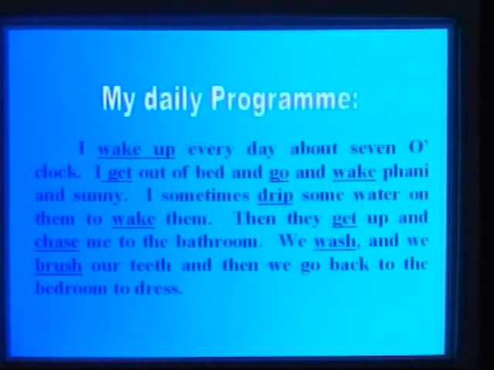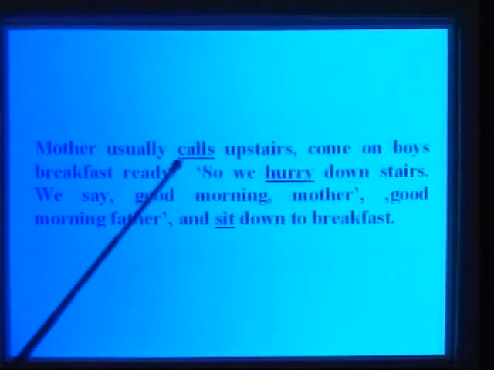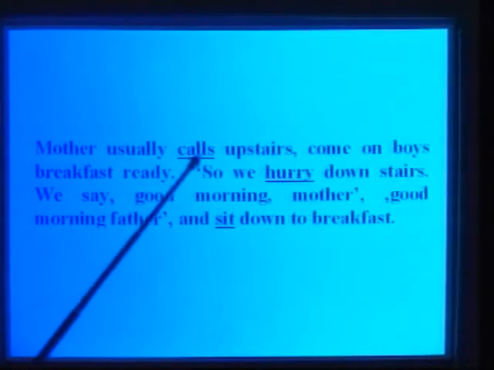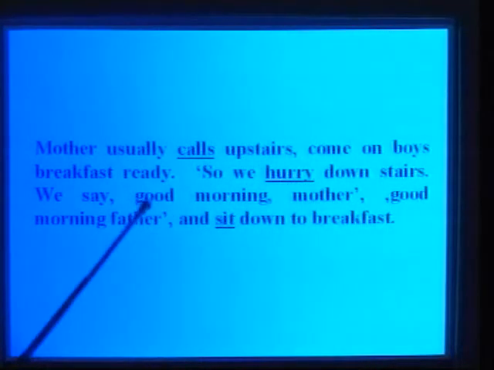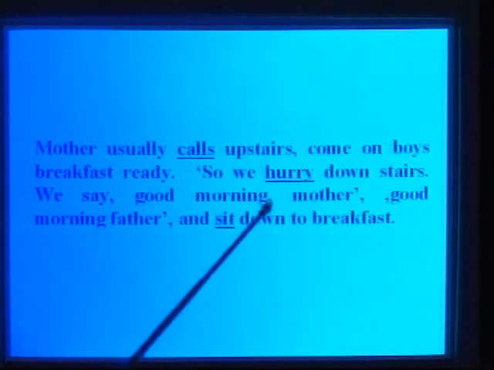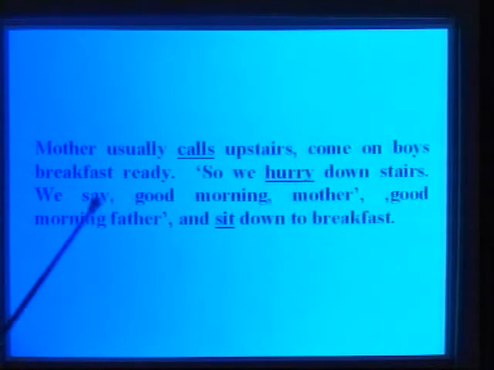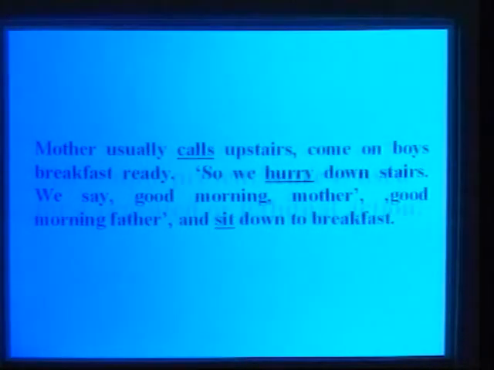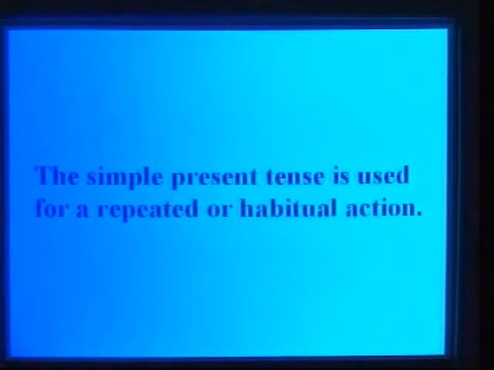Mother usually calls, that is her habit, usually calls upstairs, come on boys, breakfast ready. So we hurry, that is every day they do like this. We hurry downstairs, we say good morning mother, good morning father, and sit down to breakfast. We can deduce or infer the meaning, sometimes you call it definition, not necessarily definition as such, but at least we have to be clear about the function as such.